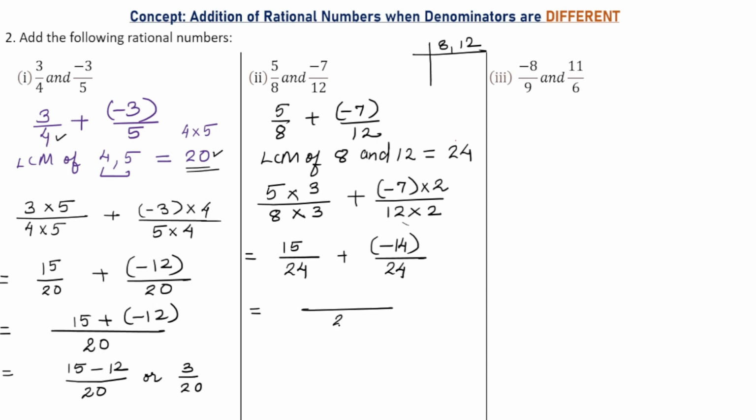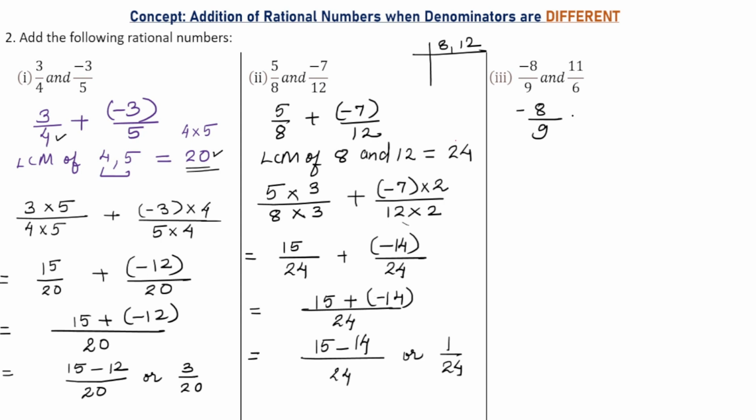Take the LCM, it is 24. So it is 15 plus minus 14. Let us solve it further. So 15 plus and minus becomes minus 14 on opening the bracket. And your final answer is 15 minus 14 is 1 by 24. Let us take the next question.